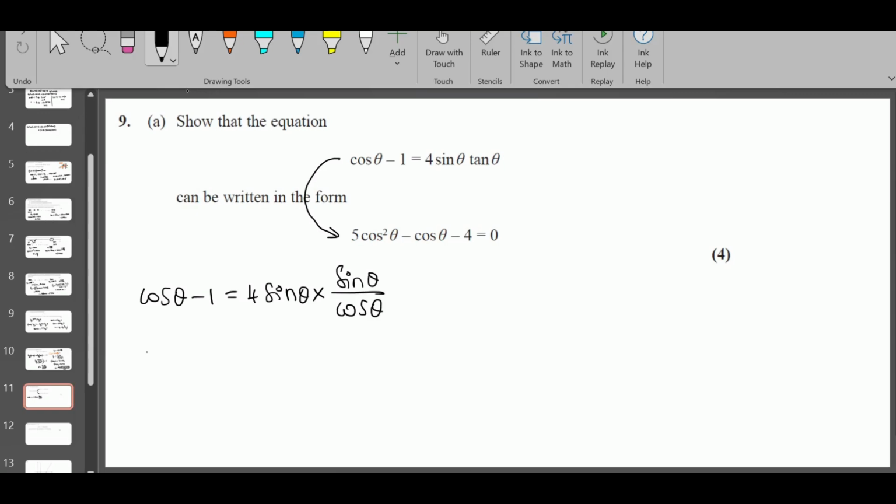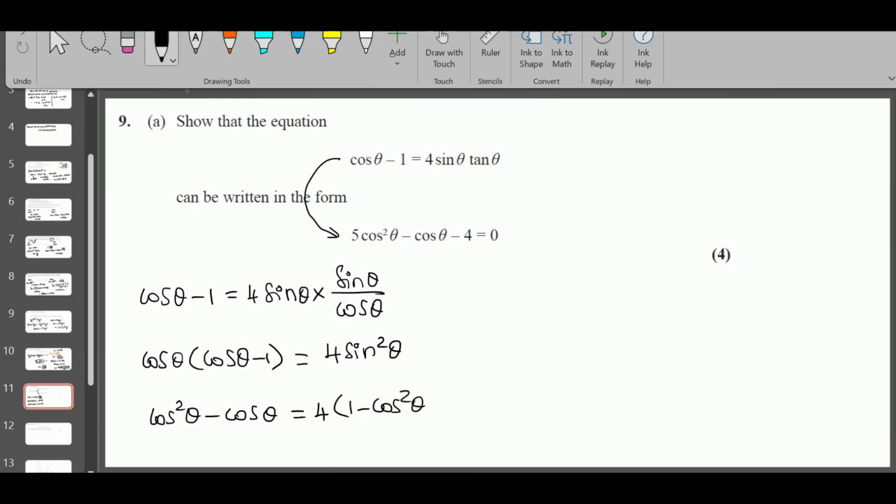So I will get cos theta times cos theta minus 1 is equal to, here the cos will be cancelled, I will get 4 sine times sine square. Open the bracket, you will get cos square theta minus cos theta is, you can replace sine square by 1 minus cos square using the identity cos square plus sine square is equal to 1. Now open the bracket and move everything to the same side.